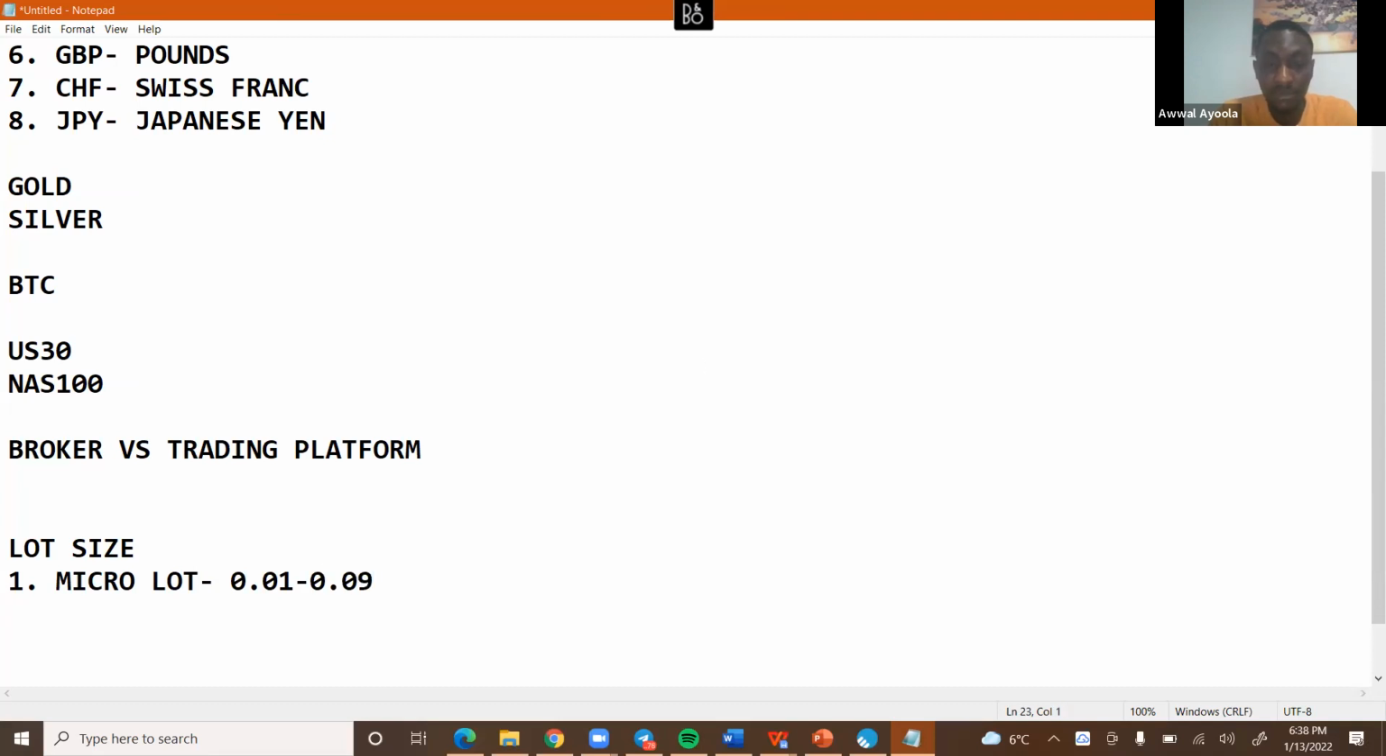Then we have the mini lots, guys. Don't worry, all this you're going to see on your MT4. So 0.1 up to 0.9. And we have the standard lot, which starts from 1 up to infinity.